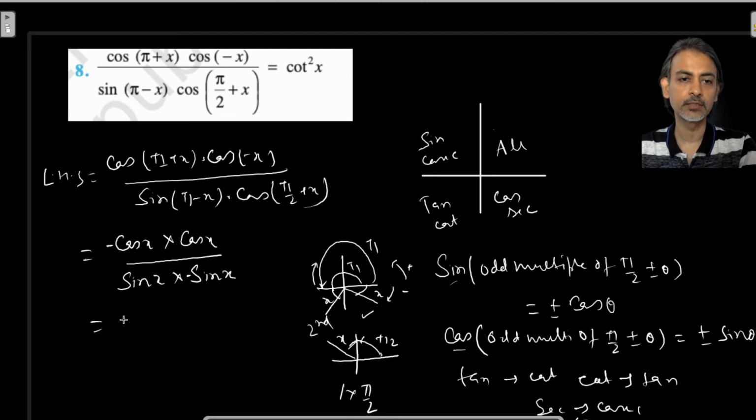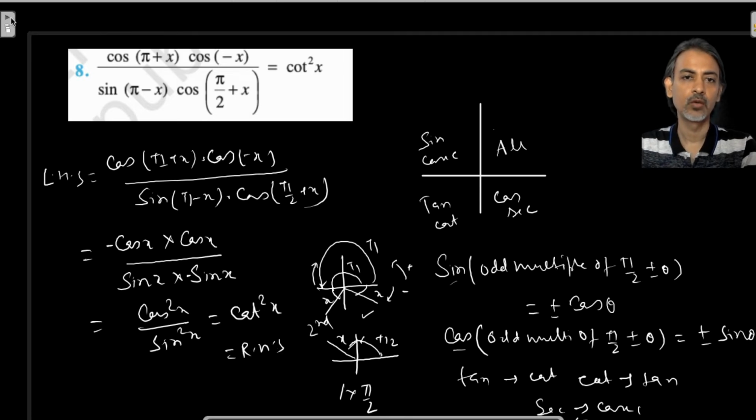Now look at this expression: this is minus and this is minus, so this will become plus. This is cos square x divided by sin square x. So this is going to be cot square x, which is nothing but the RHS.